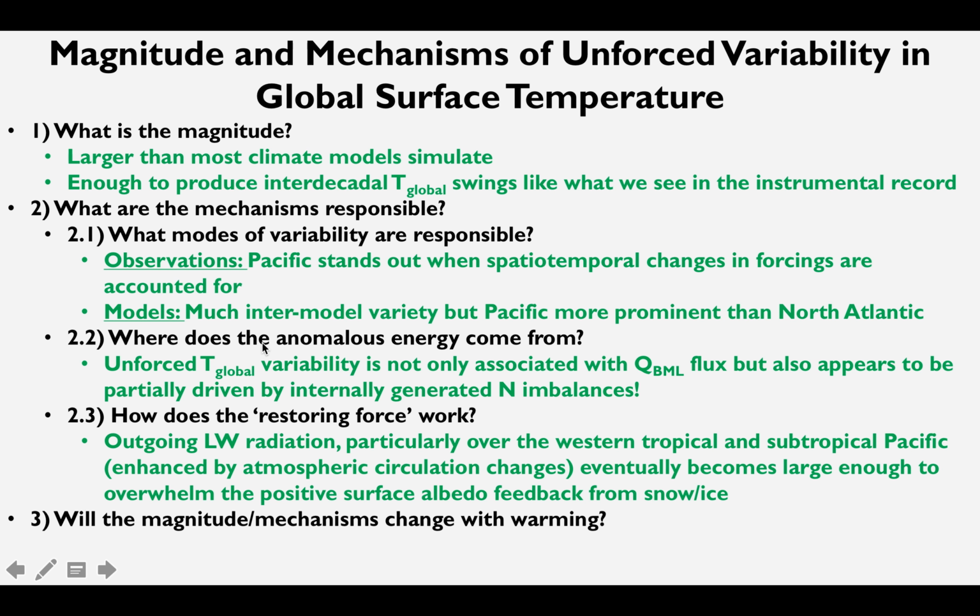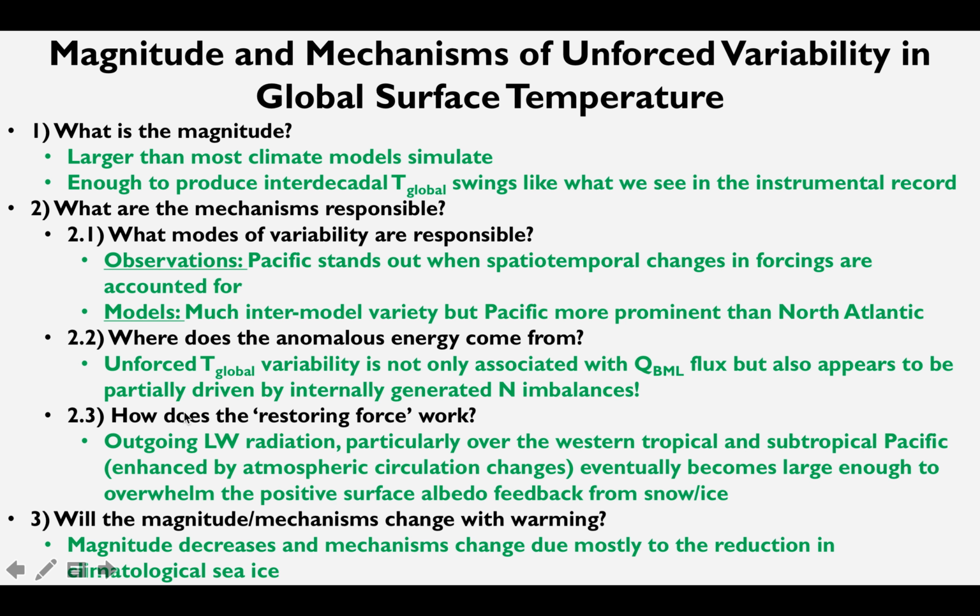How does the restoring force work? Well, we found that outgoing long wave radiation, particularly over the western tropical and subtropical Pacific, which I didn't really go into in this paper, is largely enhanced by atmospheric circulations. This outgoing long wave radiation eventually becomes large enough to overwhelm these positive feedbacks from surface albedo and thus cause the N imbalance at the top of the atmosphere to flip from positive to negative and then restore the surface temperature back down to its equilibrium value.